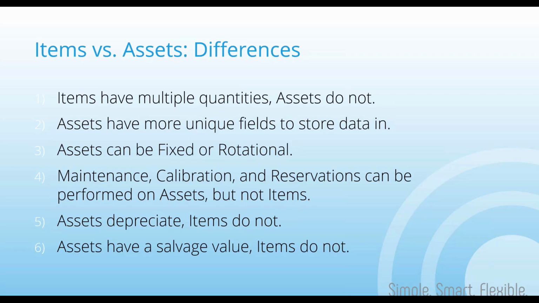An asset can require periodic maintenance, calibration, or reservations, and hence these functions can be applied to an asset, but not to an item. An asset has a useful lifespan and it depreciates over time, and you can set up depreciation classes and schedules for your assets. Items, however, do not depreciate.